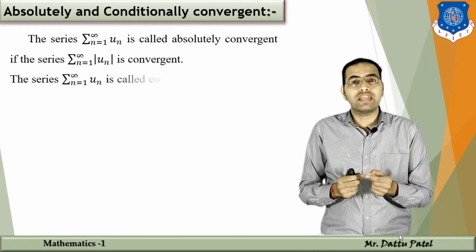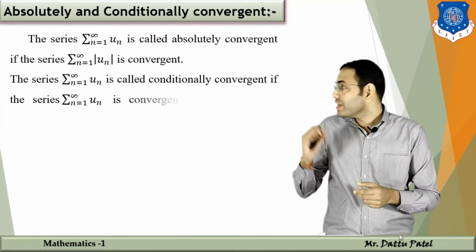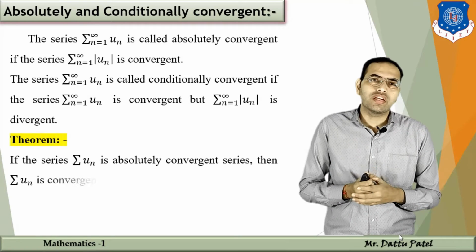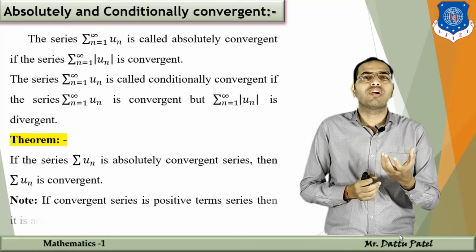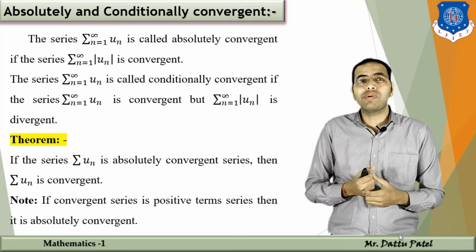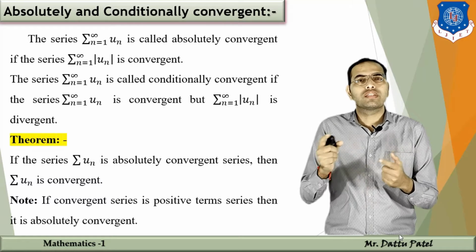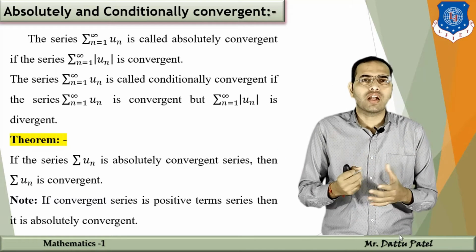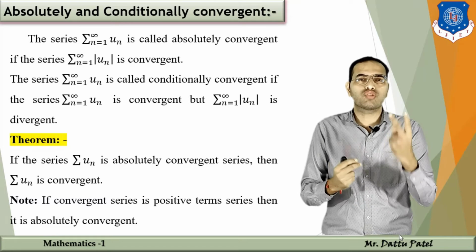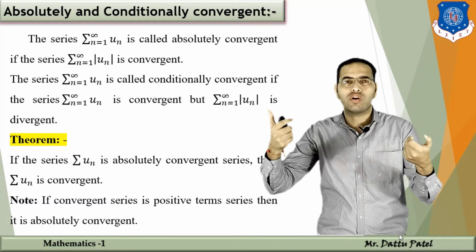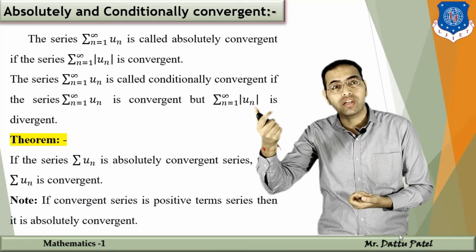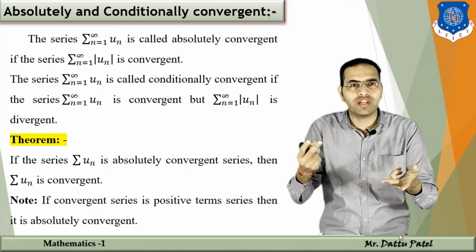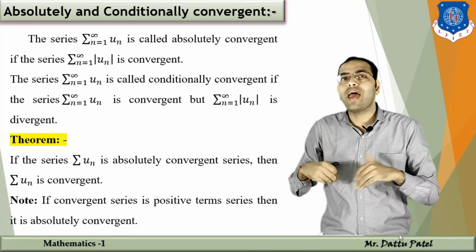If the series sigma mod of u of n is convergent, then the given series sigma un is absolutely convergent. Now let's see conditional convergence. If sigma un is convergent but sigma mod of u of n is divergent, then we can say that the given series is conditionally convergent. Here we have two series, sigma un and sigma mod of u of n. If sigma mod of u of n is convergent, then automatically sigma un is convergent, meaning un and mod of u of n both are convergent. Then we can say that the given series is absolutely convergent.